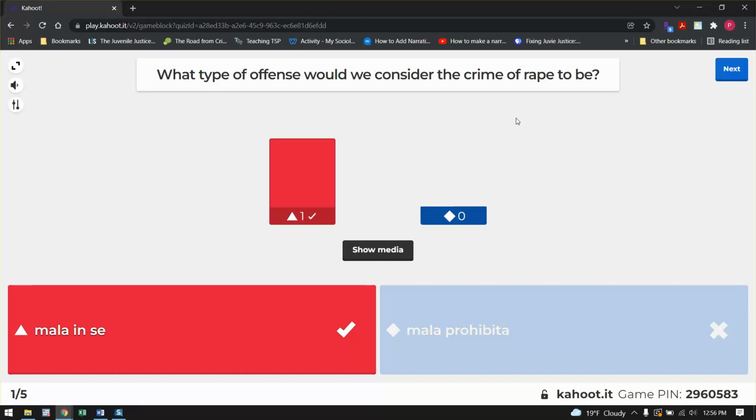Mala prohibita offenses are typically things like drug-based offenses, where maybe there's nothing inherently evil about engaging in using drugs, but we as a society deem them to be dangerous enough to prohibit their use.